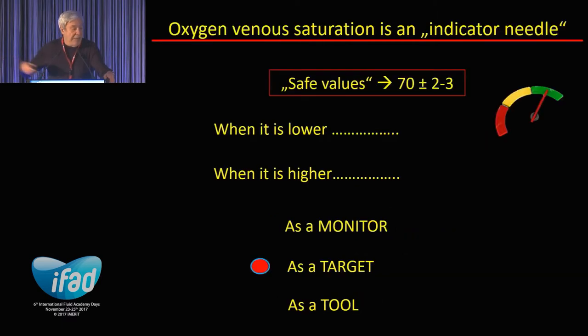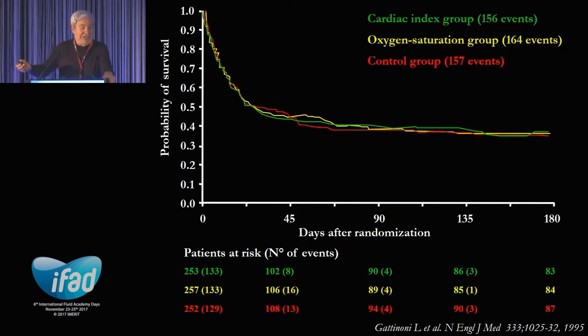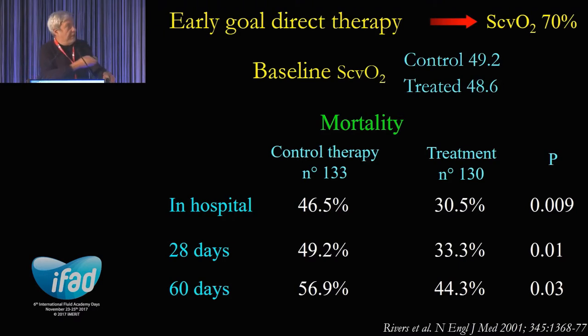Okay. Now, as a target, a long discussion: we couldn't find any difference between a supranormal oxygen saturation group and a control group where we targeted SvO2 at 70. This study was done in '95, past century. Then came out the paper of Rivers, very discussed, but look at the Rivers paper: the baseline SvO2 was 49 and 48. In intensive care, when you receive the patient, usually you don't have this SvO2. I don't remember really having seen it many times, such a low SvO2.